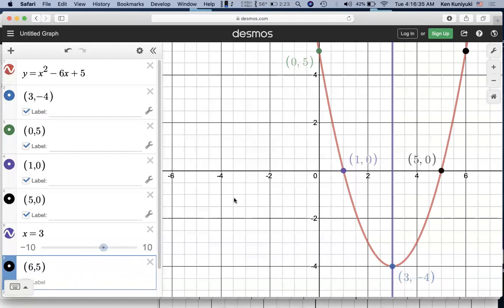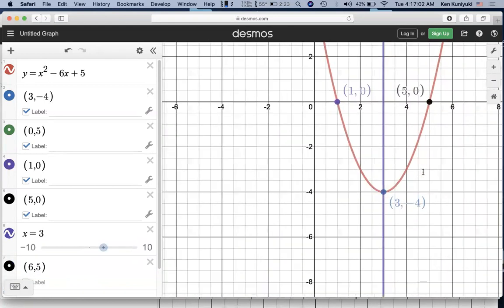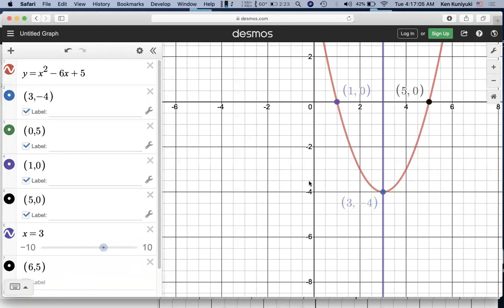Now, speaking of symmetry, I'd like to talk now about the 2 x-intercepts over here, the (1, 0) and the (5, 0). Notice that the axis of symmetry is right in the middle between these 2 x-intercepts. And what special point lies on the axis? The vertex. Notice that the x-coordinate of the vertex, 3, which is the x-coordinate for this axis, is the average of the x-coordinates for the 2 x-intercepts, 1 and 5. 3 is the average of 1 and 5, and that's not a coincidence.